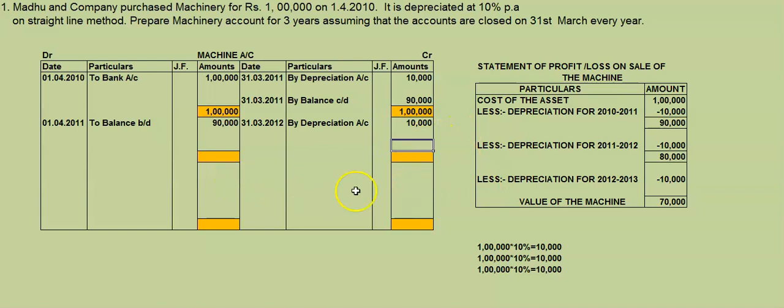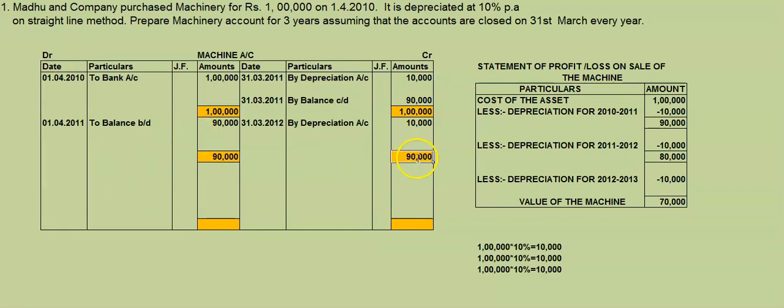Now what is the next procedure? Again we have to balance as we have done in the first year. What is the procedure of balancing? Debit side total you have to check. How much is the debit side total here? 90,000. And credit side total is 10,000. Which is more? Debit side. So what you will do? Debit side total you have to take on both the sides, 90,000 on both sides.